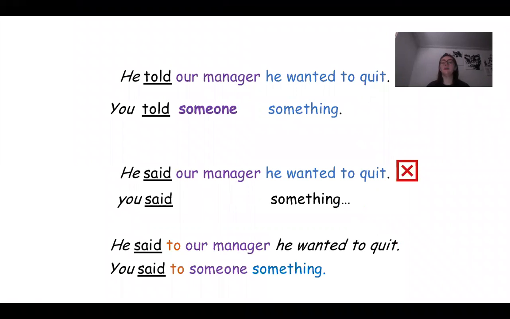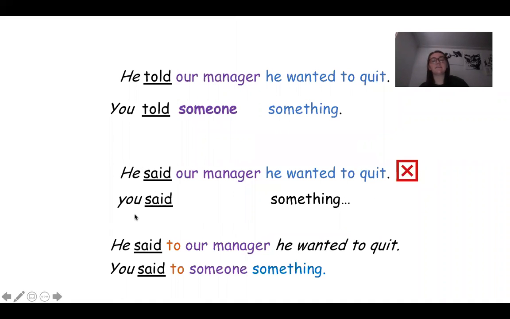So, again, he told our manager he wanted to quit. That's the correct answer because you tell someone something. You say something. So that's why we use told, because he told, and the person that he tells is our manager. And that came right after the verb told. He told our manager he wanted to quit. You tell someone something, or you told someone something, right?